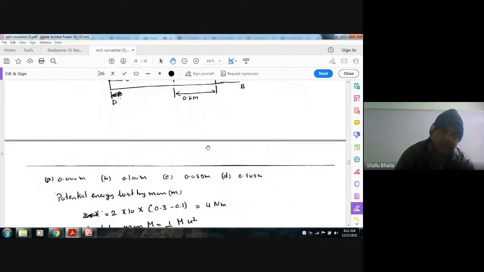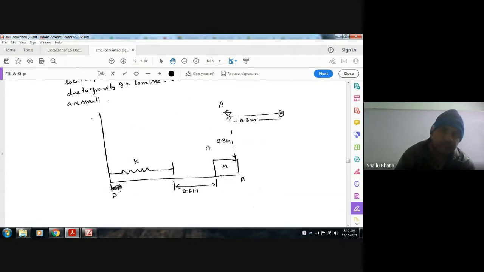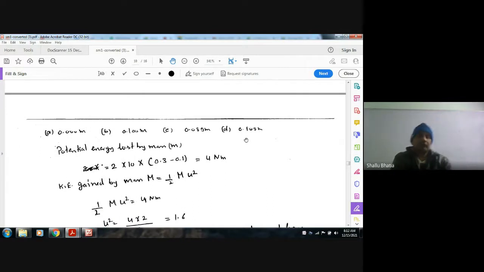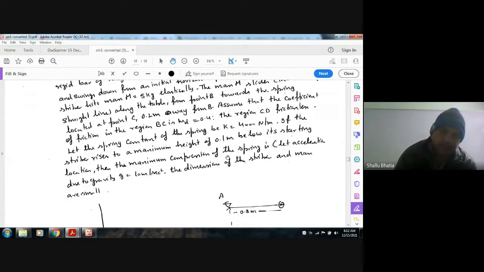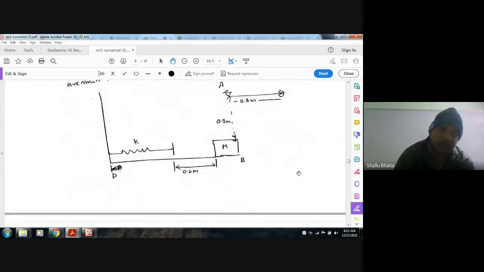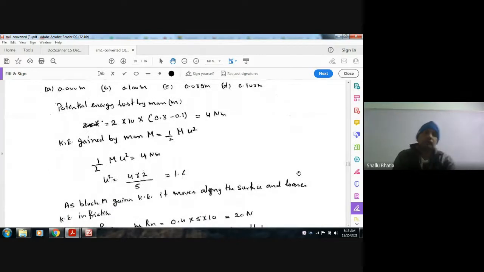So the potential energy initially is according to the height of 0.3 meter, and finally it is according to 0.1 meter because it rises after striking also. So the loss in potential energy by the mass m is 2 into 10 into (0.3 minus 0.1). Below its starting, it should be striking location. So the potential energy lost by the mass is 4 Newton meter.